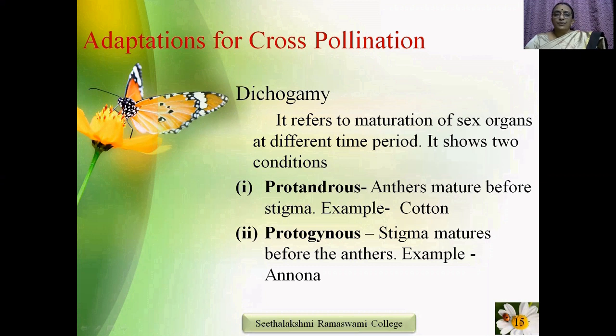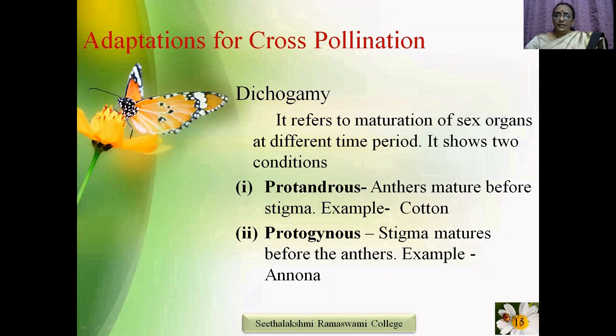The first is protandry or protandrous, where the anther ripens or matures first, as in most Compositae, many Umbelliferae, Malvaceae, etc. As a result, when the anther bursts, it pollinates the stigma of other flowers, but not its own stigma, which is not yet mature or ripened.